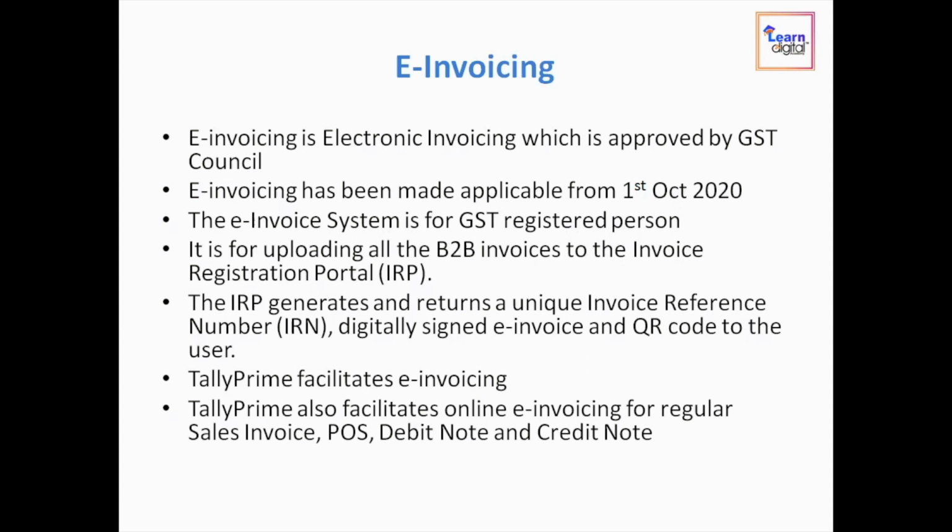All the bills of a registered taxpayer can be uploaded to the IRP, that is the invoice registration portal, through e-invoicing. The IRP generates and returns a unique invoice reference number, that is IRN, digitally signed invoices and a QR code to the user. So the whole procedure is online. The invoice gets generated online with a unique invoice reference number. It gets signed digitally and a QR code is provided to the registered supplier.